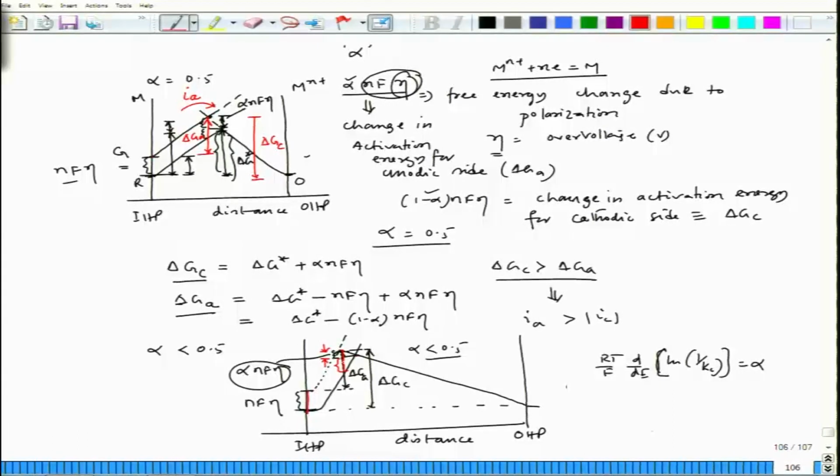So, that is what the contribution would be, this much towards delta G C, and the equation would be similar like this, and the contribution of this one would give us the same formula, which is delta G C minus 1 minus alpha into nFη. This is the situation when alpha is less than 0.5.